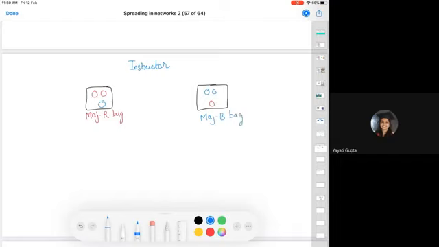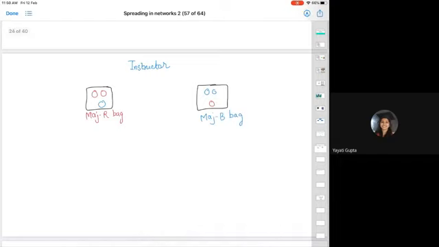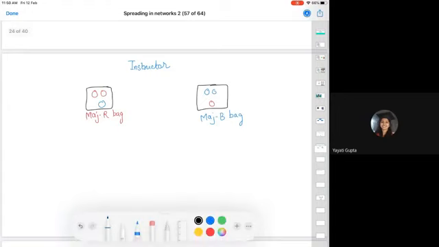What this instructor is going to do is randomly choose any of these bags and place it in front of the class. There is one bag. I do not know which bag this is. It can be any of these two.